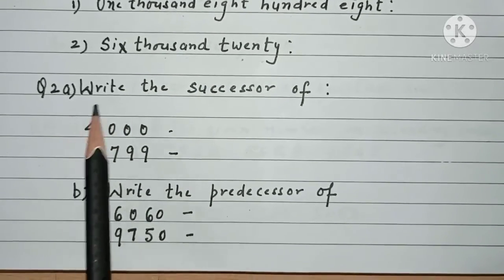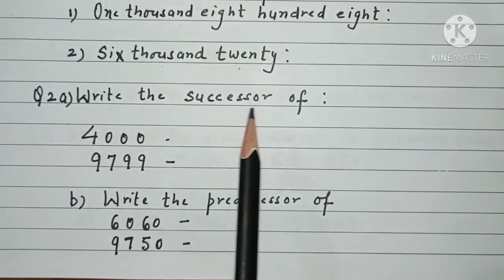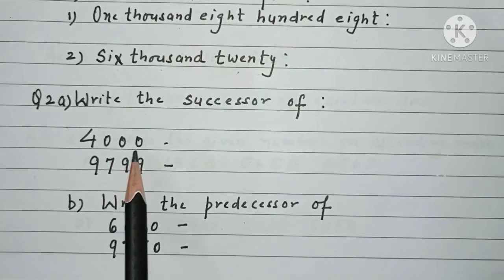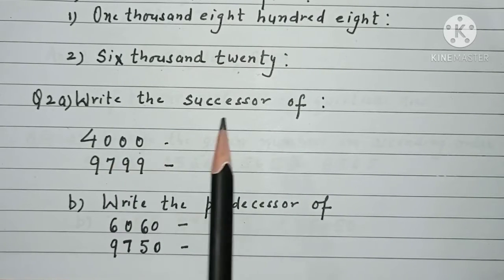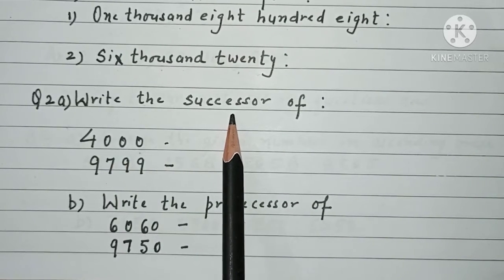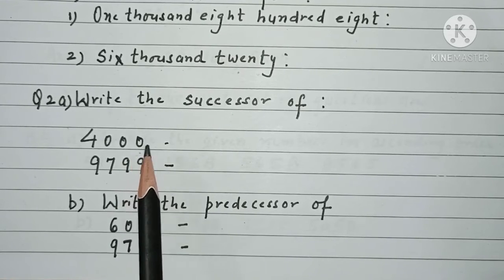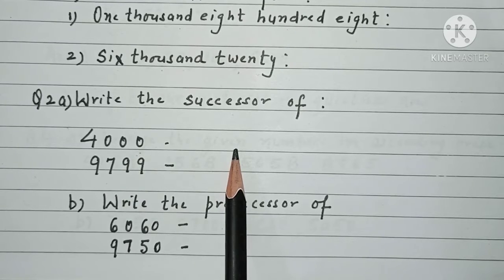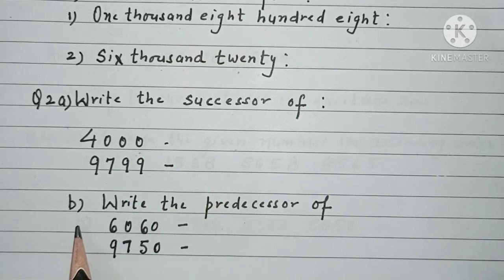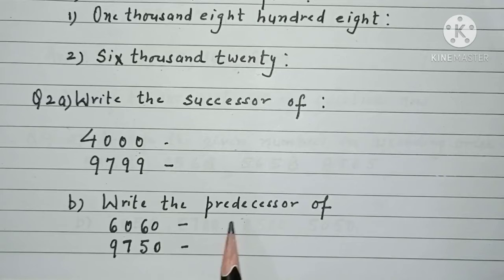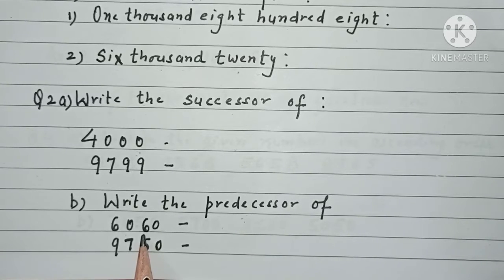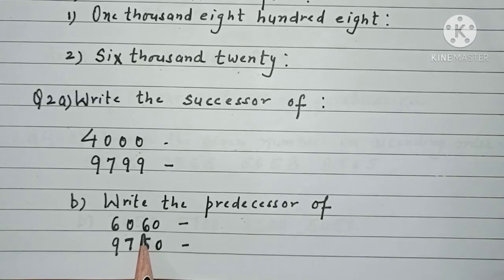The A part says you have to write the successor of 4000. Students, successor is obtained by adding 1 to the given number. So just add 1 and write down the successor. In the B part, we need to write down the predecessor of the given numbers. Predecessor means the number which comes before a given number. So subtract 1 and write down the predecessor.